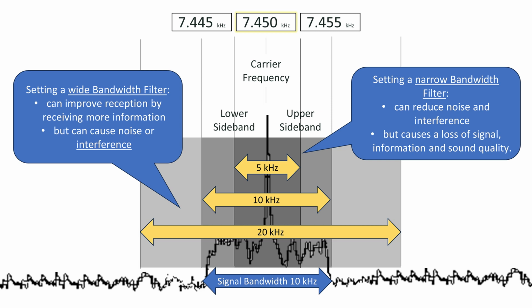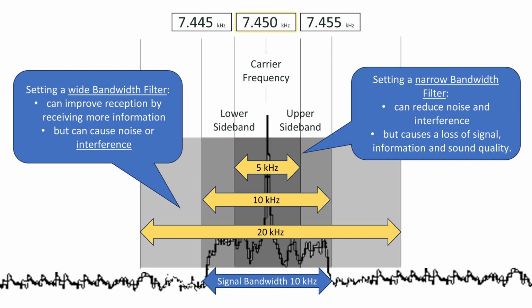For example, if you use a wide bandwidth filter on your device, like 20 kHz, and you tune to 7450 kHz, you will actually listen to a frequency range from 7440 to 7460 kHz, which is more than the signal itself. If your radio signal is 10 kHz wide, with the same bandwidth setting, you have an optimal reception.